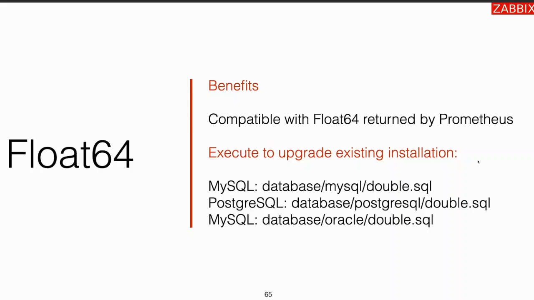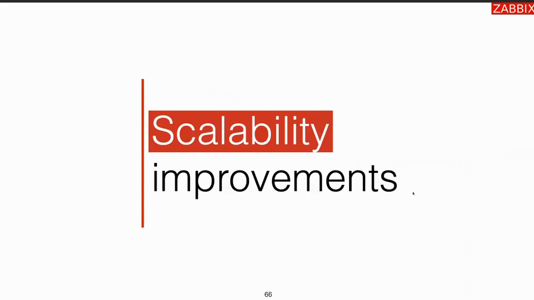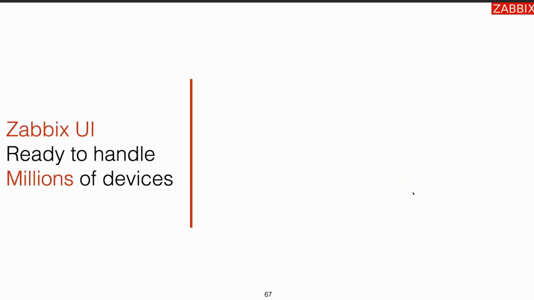What you need to do in order to upgrade your existing installation is execute a small patch manually, or you can leave it as it is. So it's not a big deal. If float64 is not supported, that's fine. You'll be fine. We also made a number of scalability improvements.